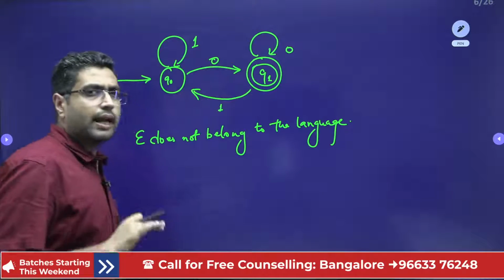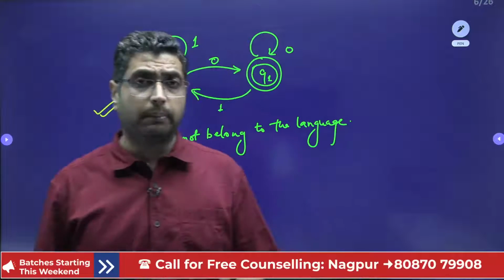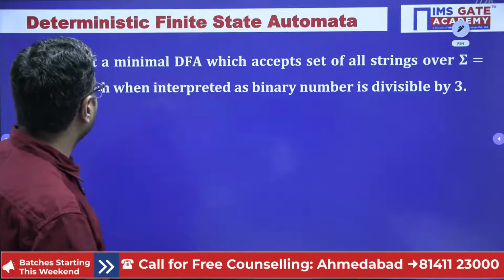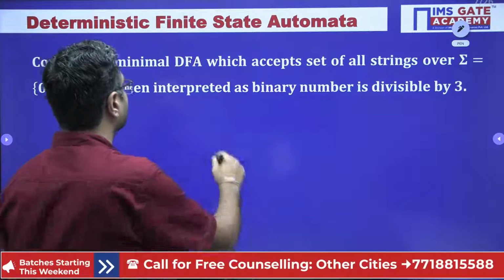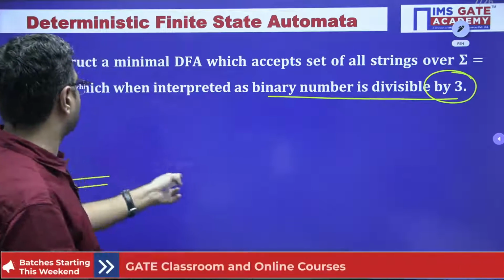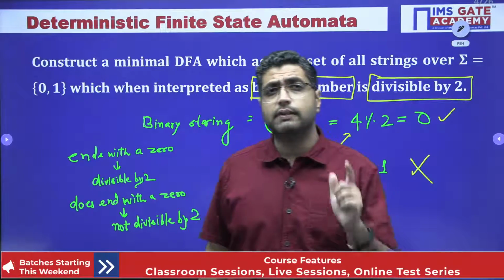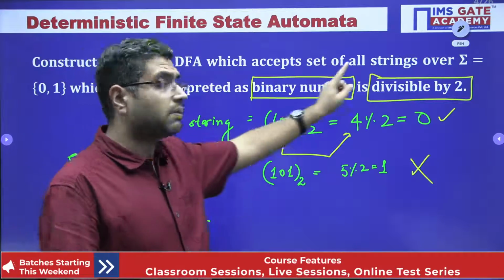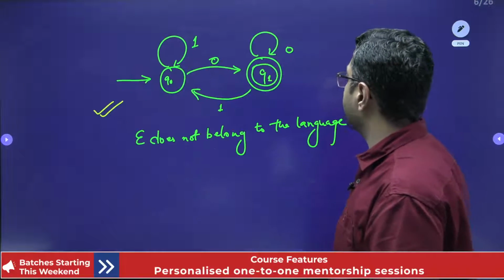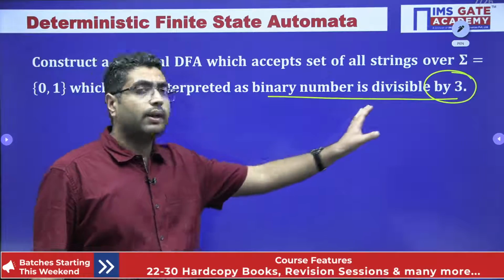Right? So the idea was very simple, it must end with a 0 to be divisible by 2. But this was simple. Now in this case, if I say which when interpreted as a binary number is divisible by 3, now what to do? Right? So let me take you back. Over here we had which when interpreted as a binary number is divisible by 2. Now if I change it to divisible by 3, then what should I do? How should I solve this question? This is what we are trying to discuss.